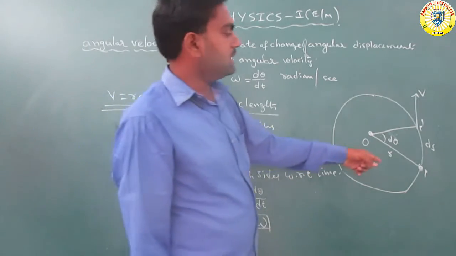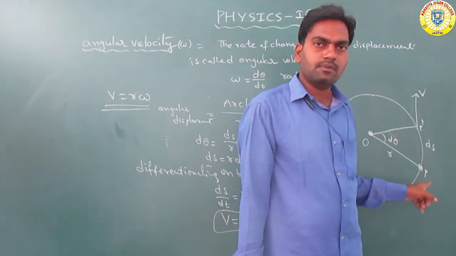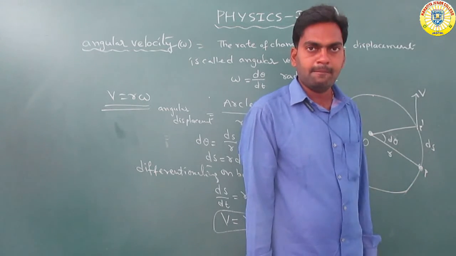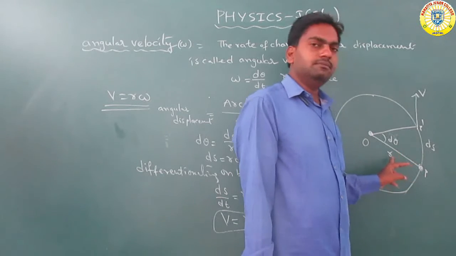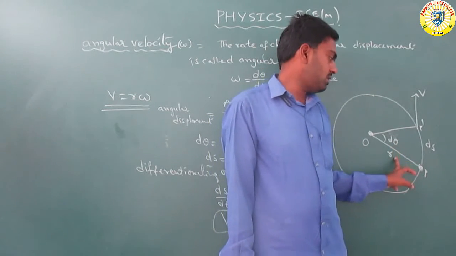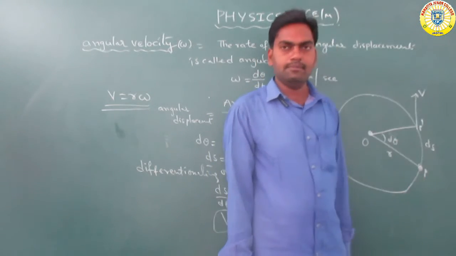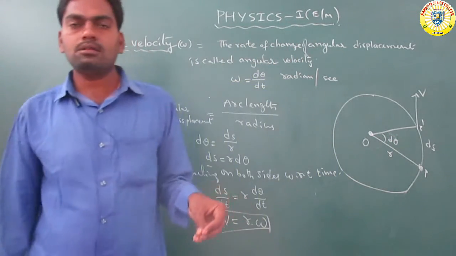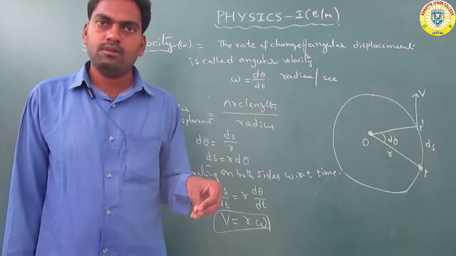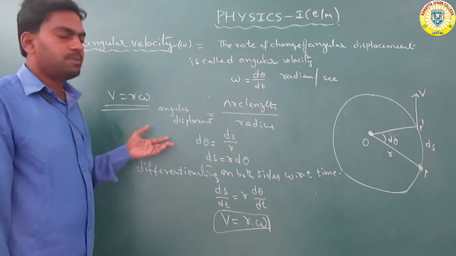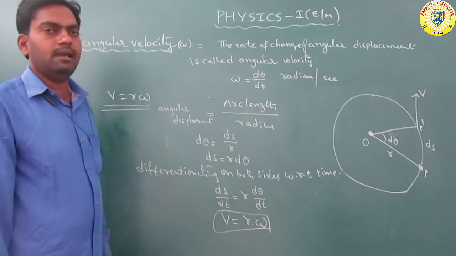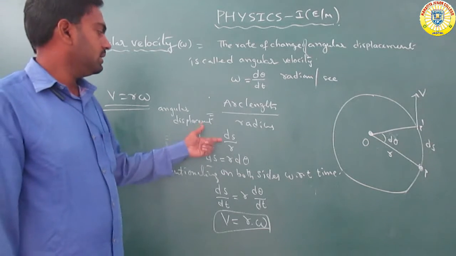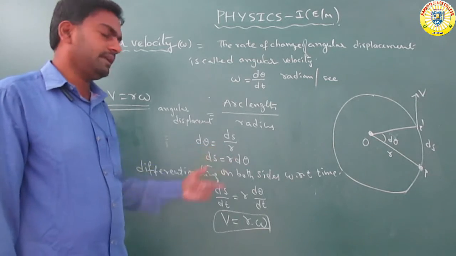So consider the body is moving on a circle, through the displacement ds in a time interval dt. The radius of the circle is R and the angular displacement is d theta. The center of the circle is taken as O. According to the rules of the circle, the angular displacement is equal to arc length by radius. So d theta is equal to ds by r, so ds is equal to r d theta.